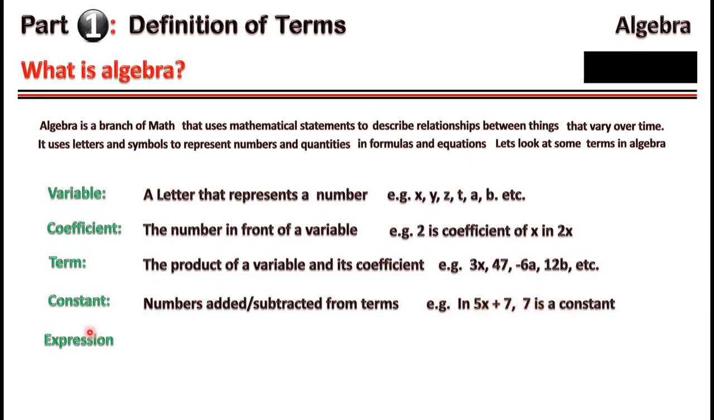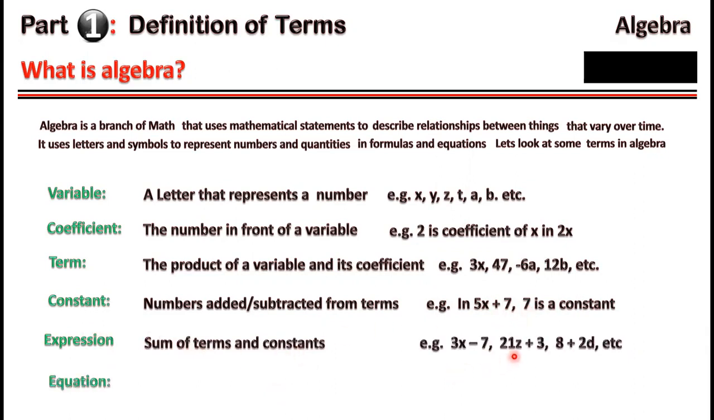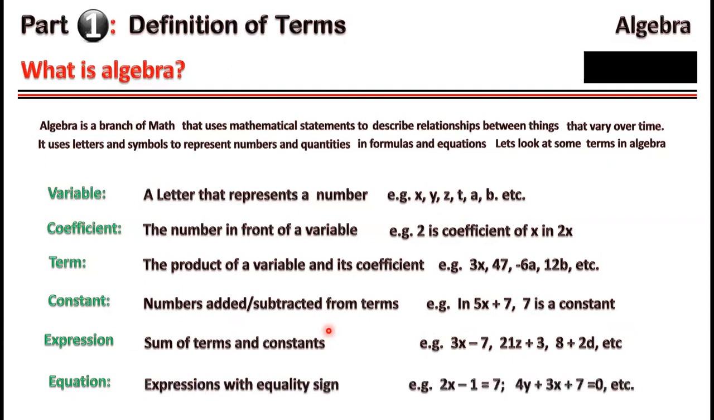Okay, now what is an expression? An expression is the sum of terms and constants. For example, you have 3x minus 7, 21z plus 3, 8 plus 2z. Okay, so an expression is the sum of terms and constants. Or an expression is equally a group of terms not linked by an equality sign. As you can see here, these are expressions. There is no equality sign. When you bring in an equality sign now, you now have what we call an equation. So we have algebraic expressions as well as algebraic equations. So with the equality sign, we now talk of an equation.